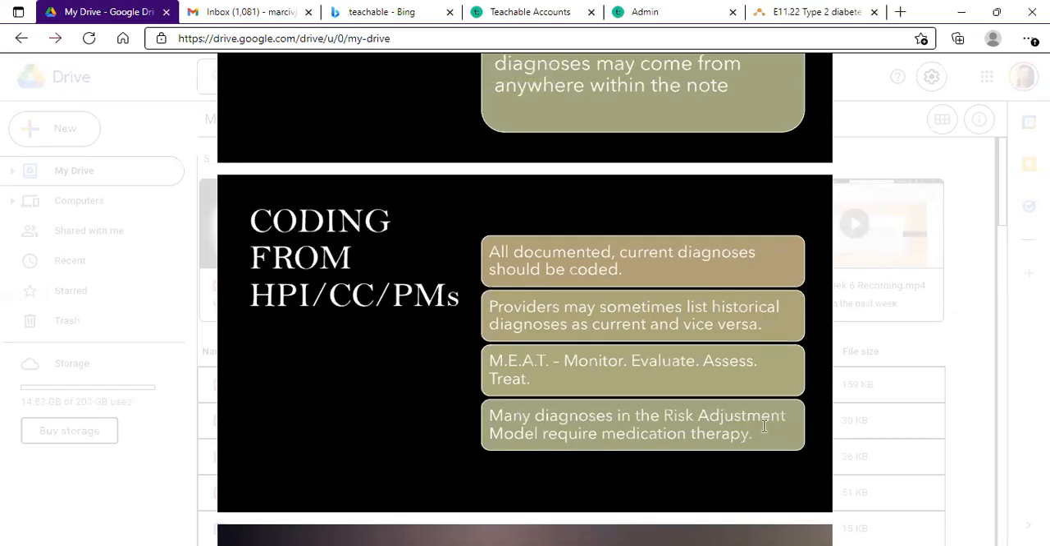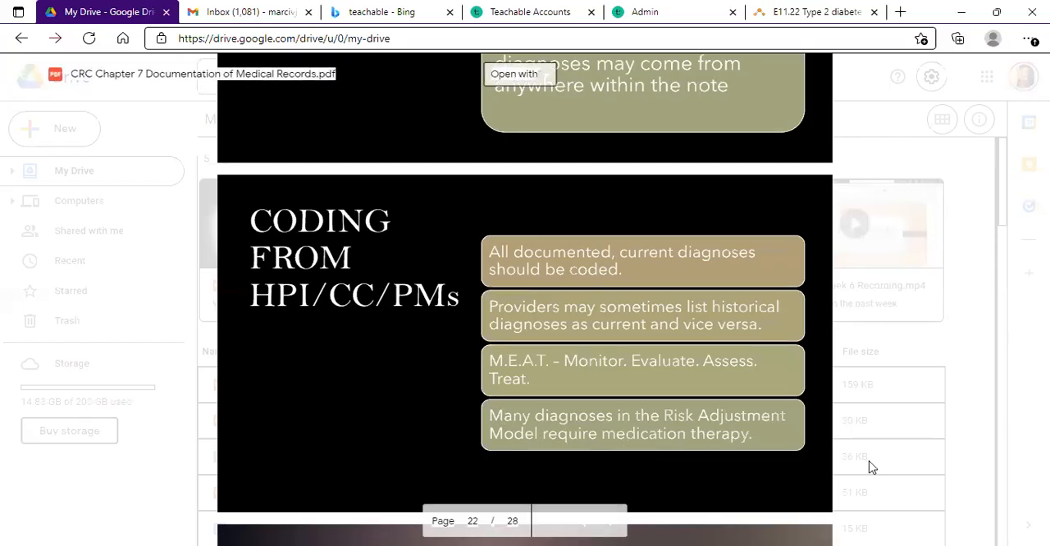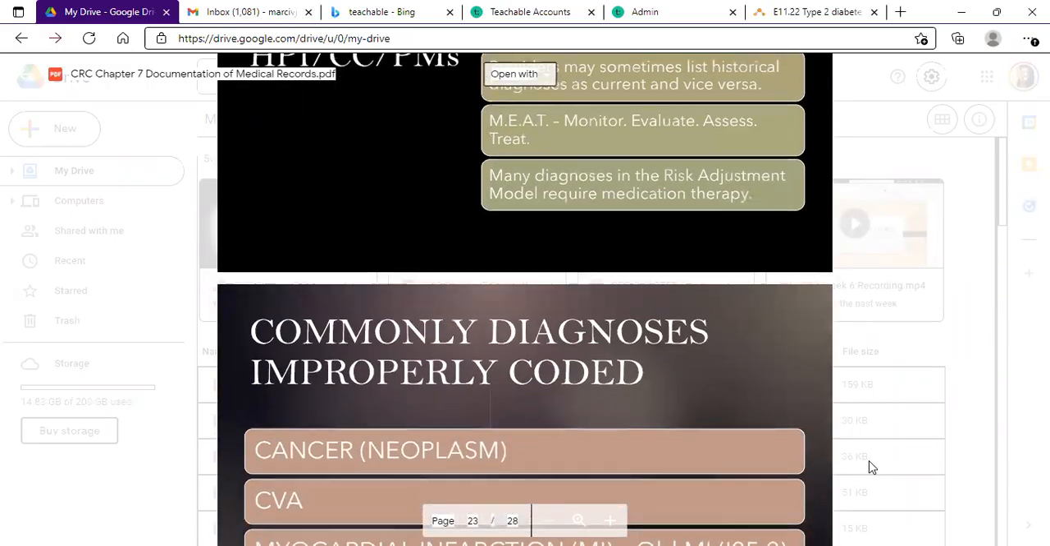So many diagnoses in the risk adjustment model, they require that you take medication. Because if you notice, and that's what it's called, HCC, hierarchical condition categories, all these conditions are chronic in the HCC model. These are things that generally do not go away. And most of the time, if you're having conditions that do not go away, you're going to need some type of medication therapy to manage it.